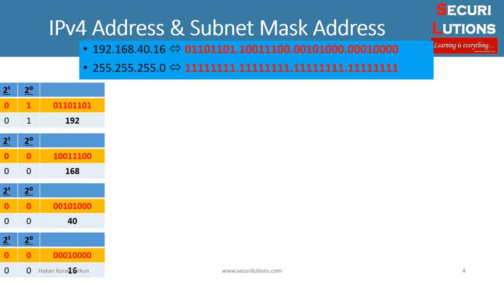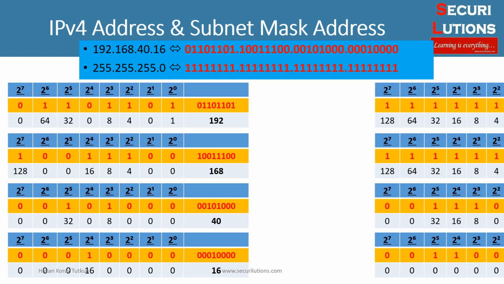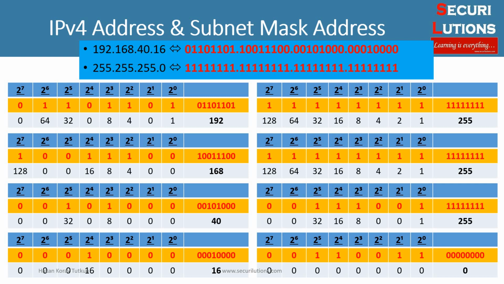Let's take a closer look at the 192.168.40.16 IP address we obtained in the previous example. As we see here, the IP address consists of 4 octets. Each octet defines 1 byte or 8 bits. The first octet of the IP address in the example is 192. The second octet is 168, the third octet is 40, and the fourth octet is 16. As we remember, each octet can take decimal numbers from 0 to 255.